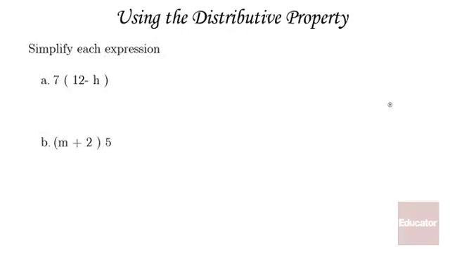And then you have the other situation where you can't simplify within the parentheses. For example, we don't know what h is, so I can't simplify inside the parentheses anyways, so I'll use the distributive property to simplify. 7 times 12 is 84. And then 7 times h is 7h. Here, once again, I can't simplify inside the parentheses because I don't know the value of m. So I'm going to use distributive property. 5m plus 2 times 5 is 10.